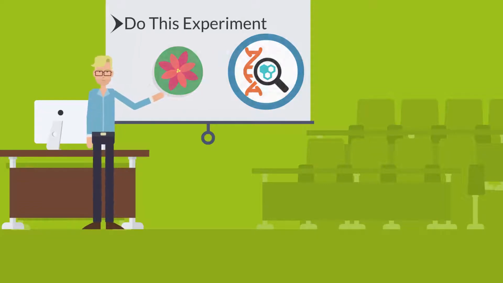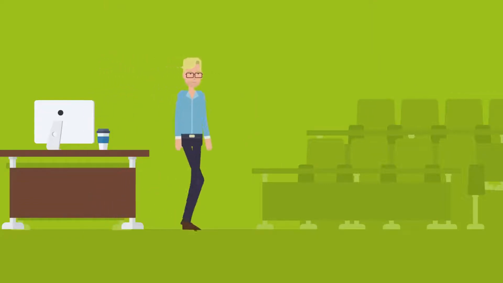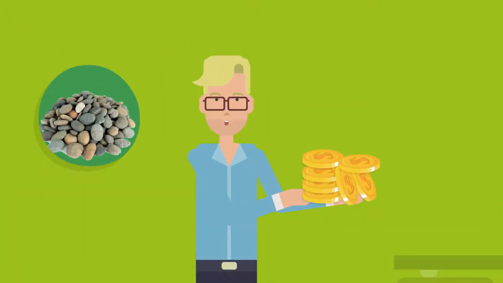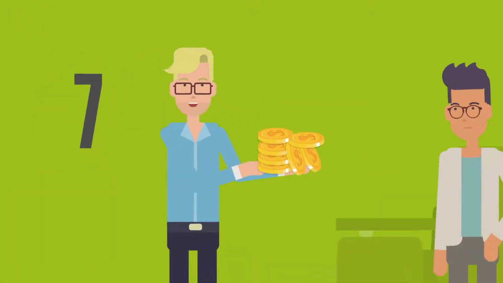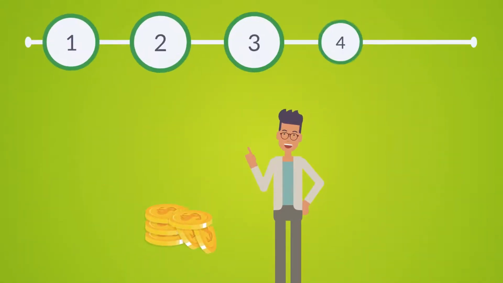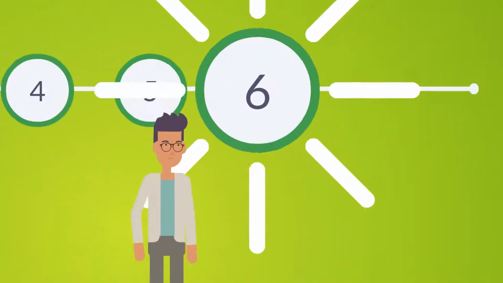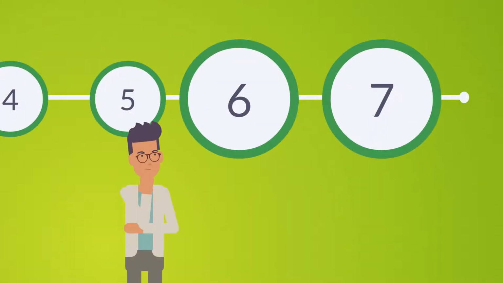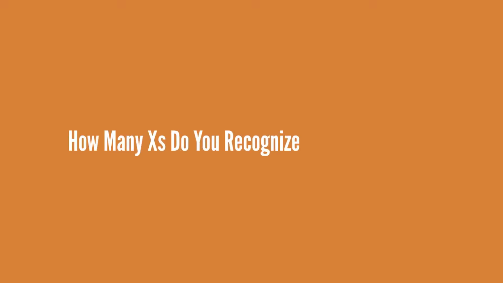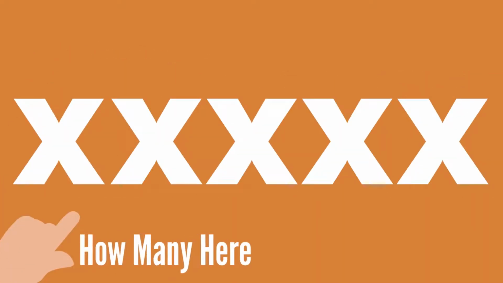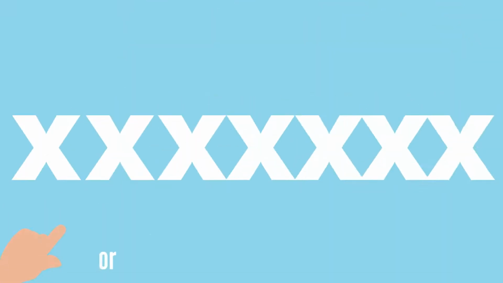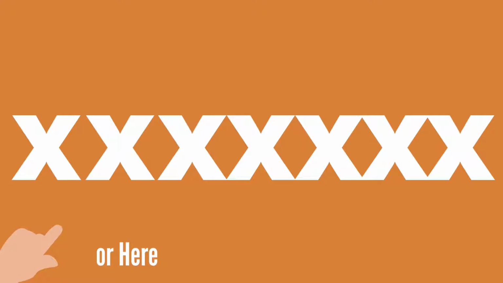Do this experiment. Get 7 coins or pebbles or anything you can hold in your hand. Choose a number of them and show them to a friend. Most of us can recognize 4 or 5 immediately without counting. 6 or 7 usually have to be counted to know how many there are. For example, how many X's do you recognize without counting? How many here? Or here? Or here?